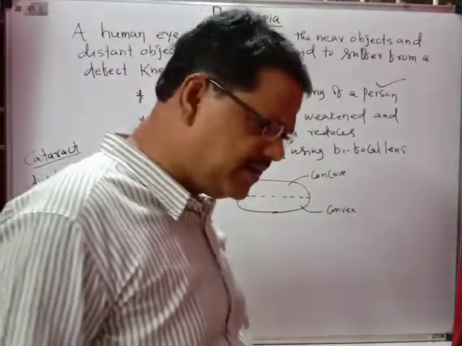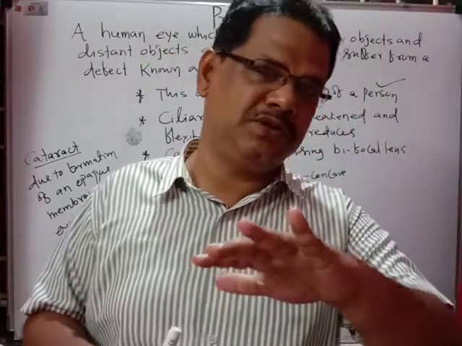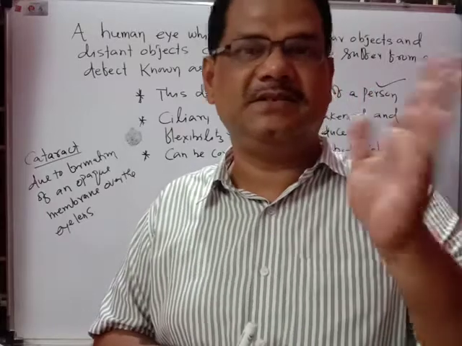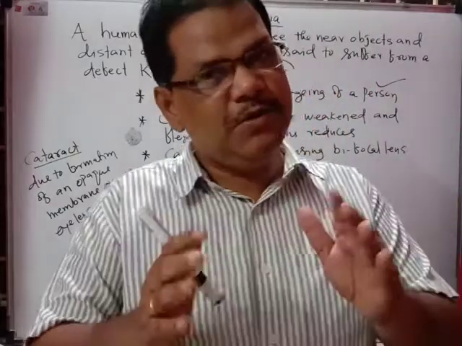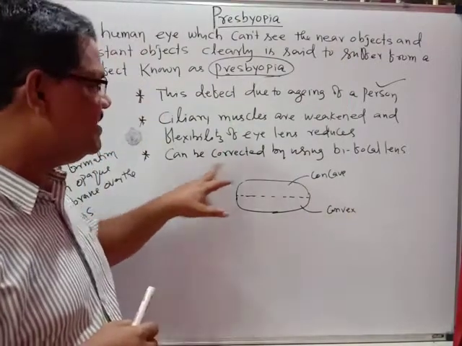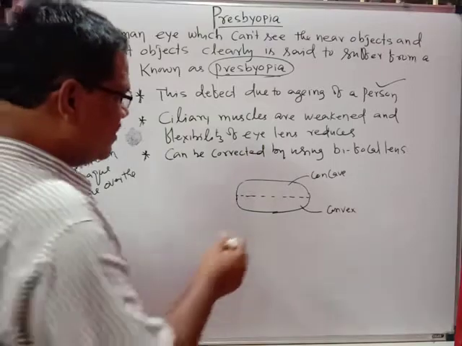How can this be corrected? Because individually for myopia and hypermetropia, you are using two types of lenses. One was the concave lens, another is the convex lens. Here we have to use both the lenses. That can be corrected by using a bifocal lens. Bifocal lens means this is one lens.